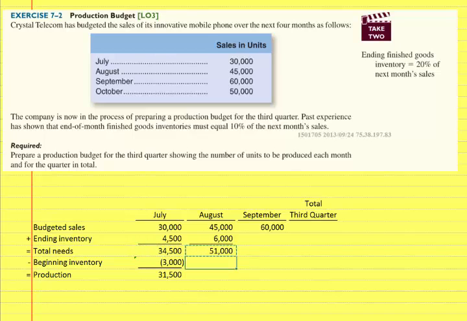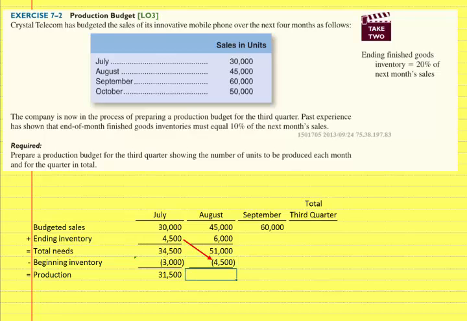And now August beginning inventory is going to be July's ending inventory. So I'm going to take July's ending inventory and put it right down there. So equals, and then go get that July ending inventory with a formula and put it in for August beginning inventory. Actually, I need to make that a negative amount, so minus, point to that 4,500, and there's August beginning inventory of 4,500, July's ending inventory.